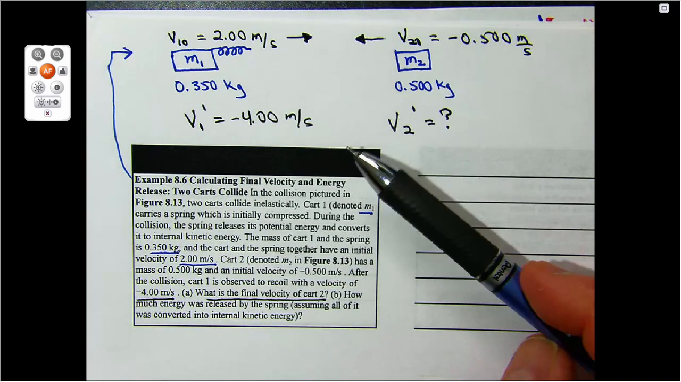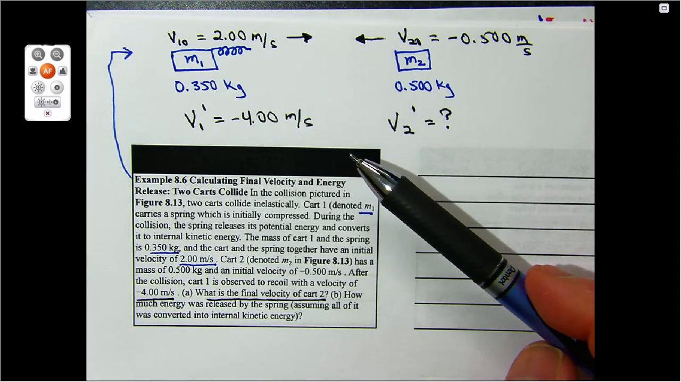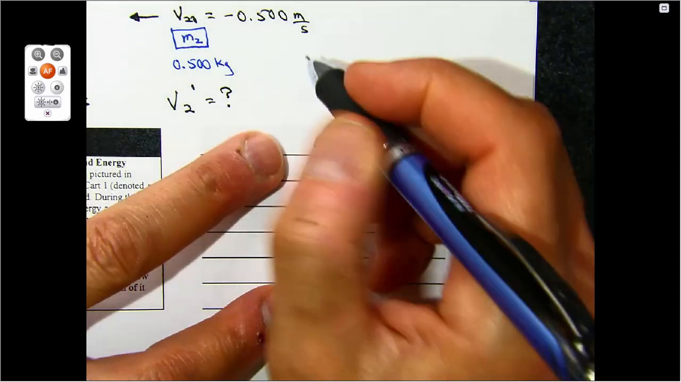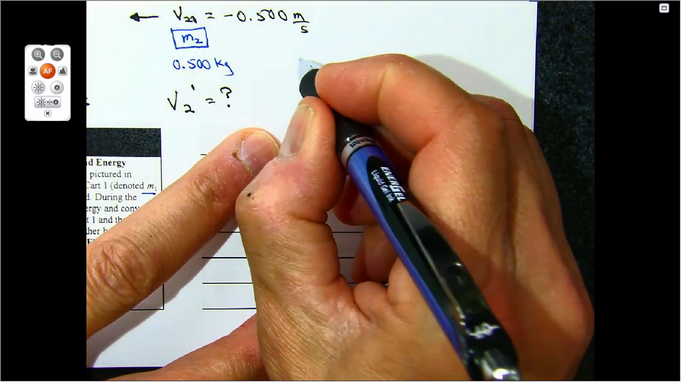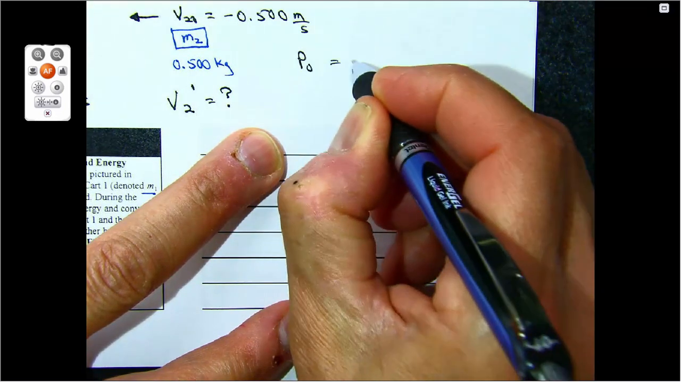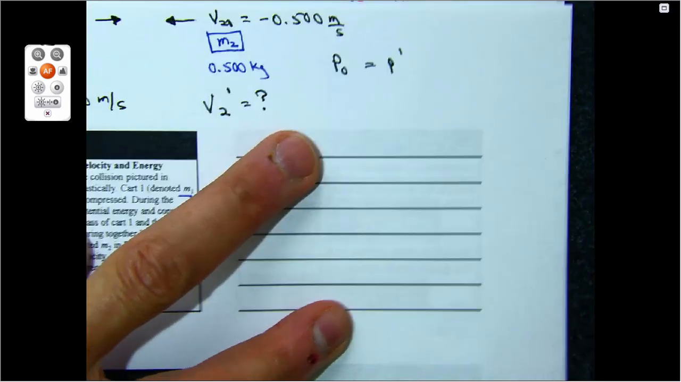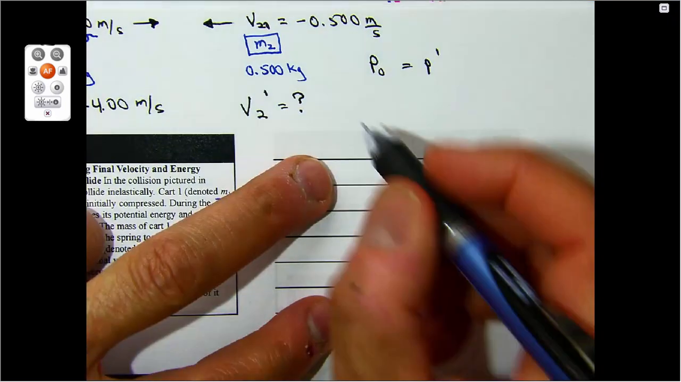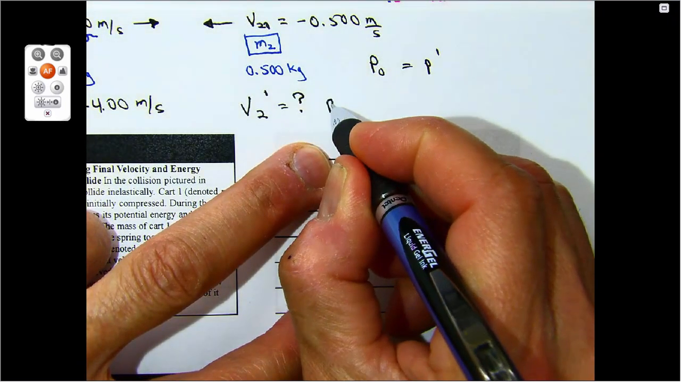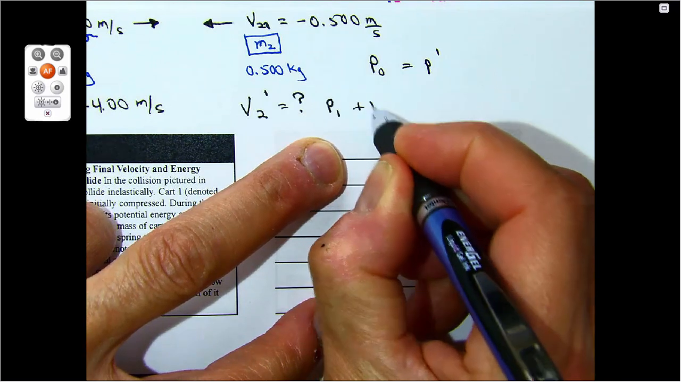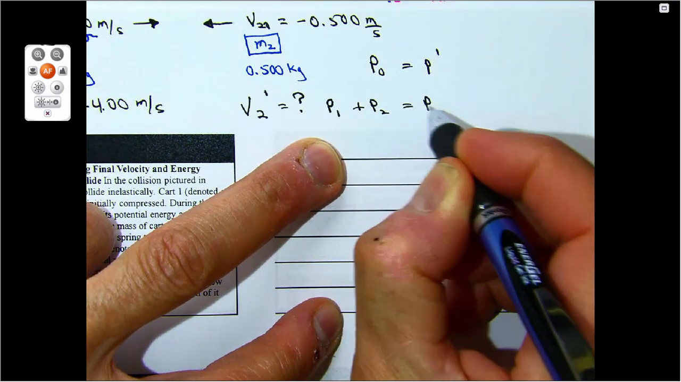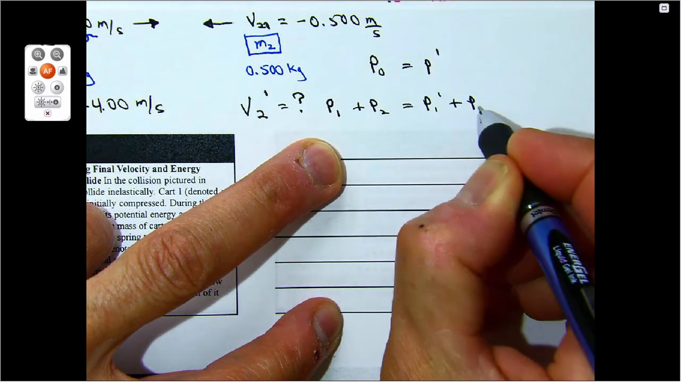But this is going to fall right out. We're going to use conservation of momentum, right? So momentum 1 plus momentum 2 equals momentum of 1 prime plus momentum 2 prime, correct?